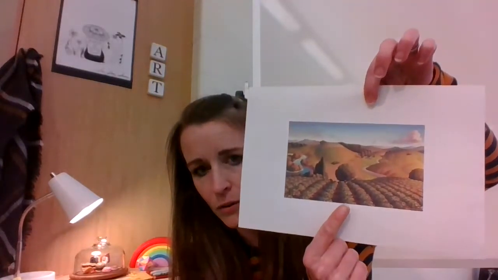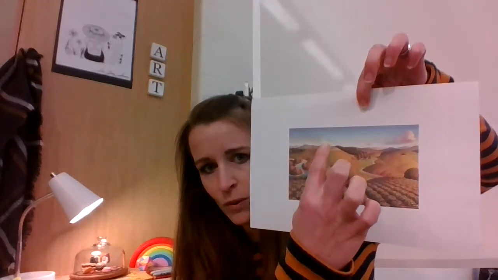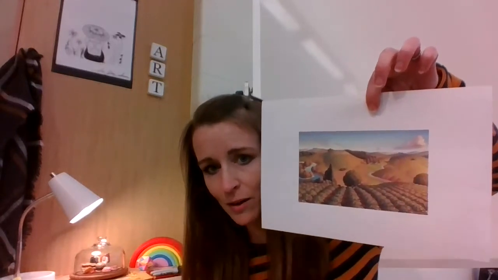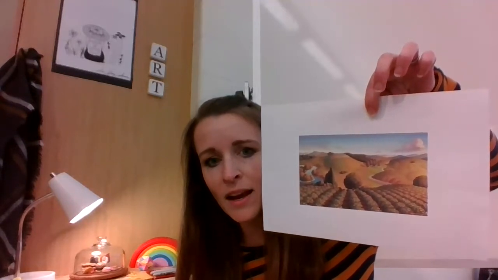Things that are up close appear bigger. The line where the earth and the sky appear to meet is called the horizon line. You probably remember that.